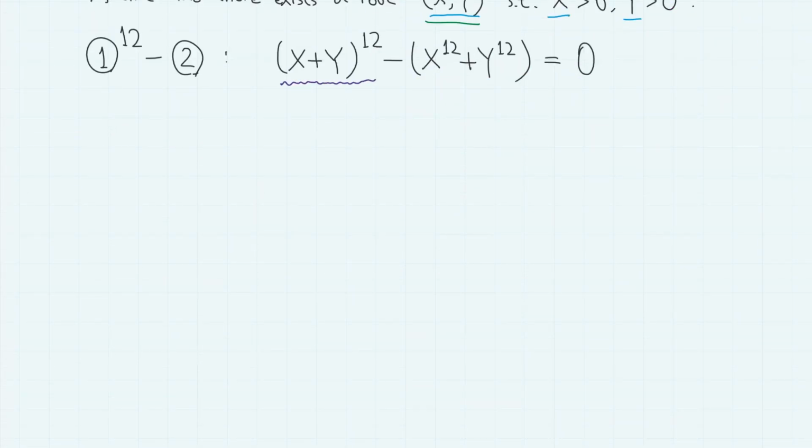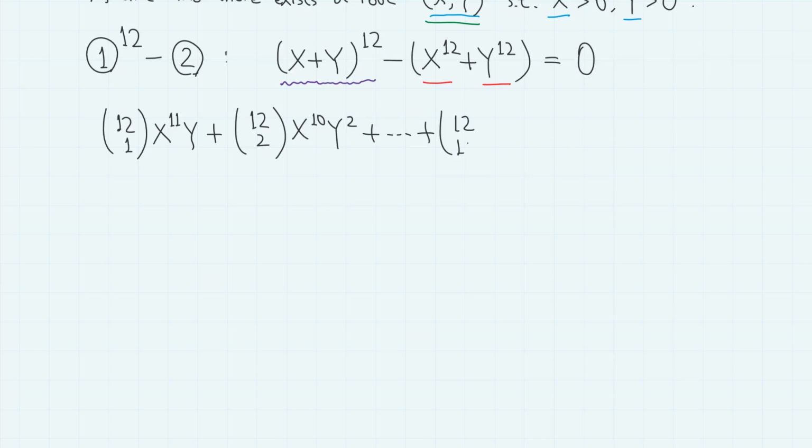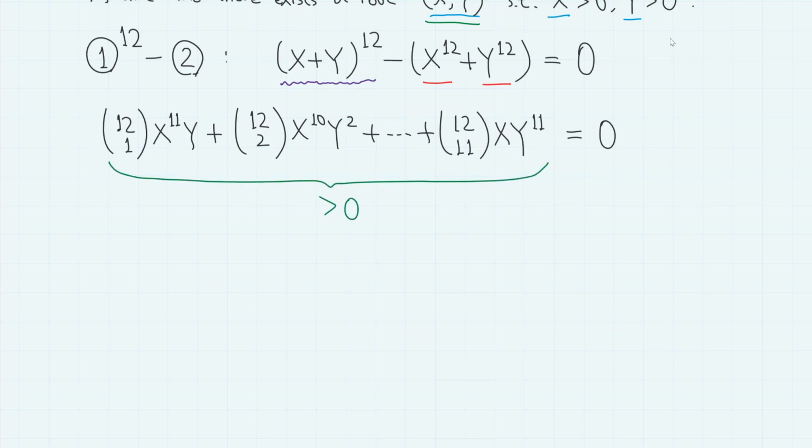We can expand the first term using the binomial theorem. Here, the capital X to the 12th power and capital Y to the 12th power terms get cancelled because of these negative terms in the end. So we only have 12 choose 1 capital X to the 11th power times capital Y, plus 12 choose 2 capital X to the 10th power capital Y squared, plus up to 12 choose 11 capital X times capital Y to the 11th power. And this equals 0. The left-hand side is positive and the right-hand side is 0.